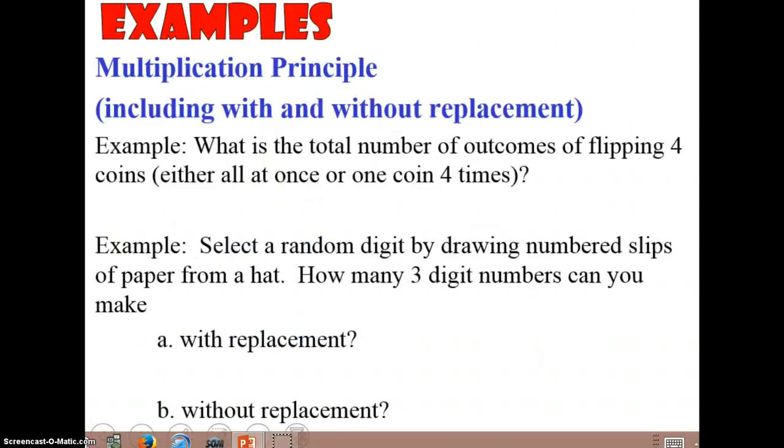So here's an example of that. Multiplication principle, with and without replacement. What is the total number of outcomes of flipping 4 coins? And it doesn't matter if you're talking about doing them all at once or doing one coin 4 different times. So that is the multiplication principle.